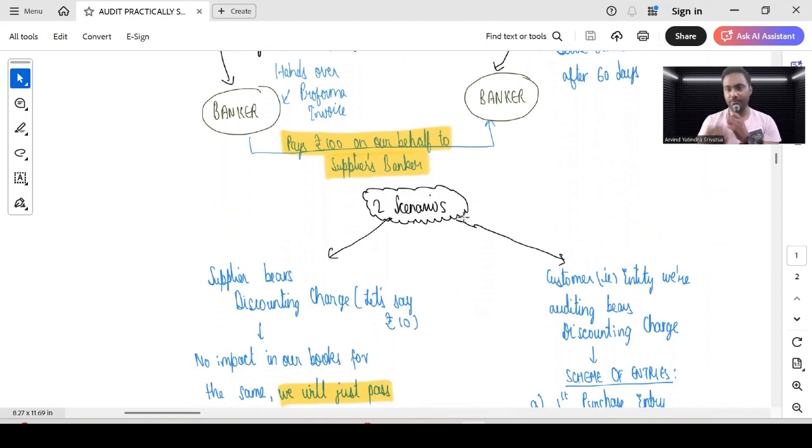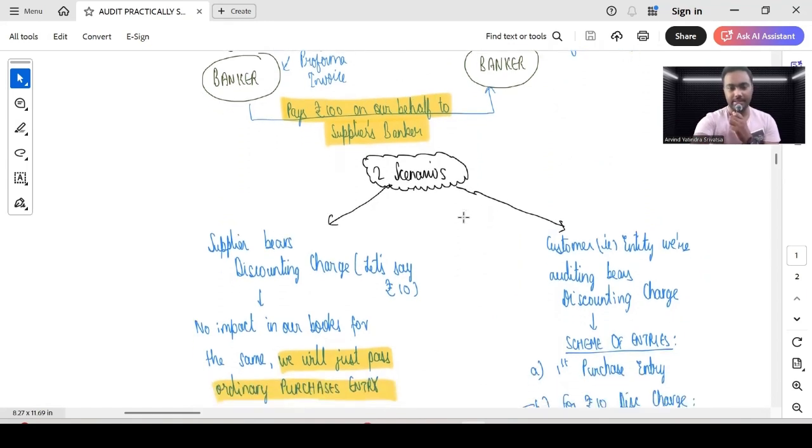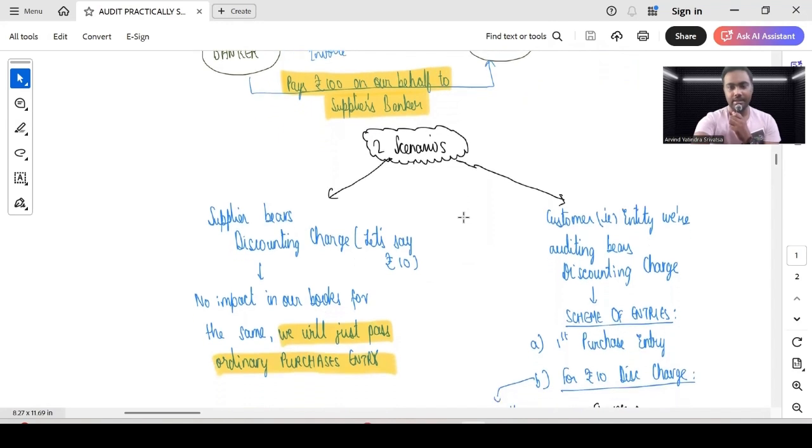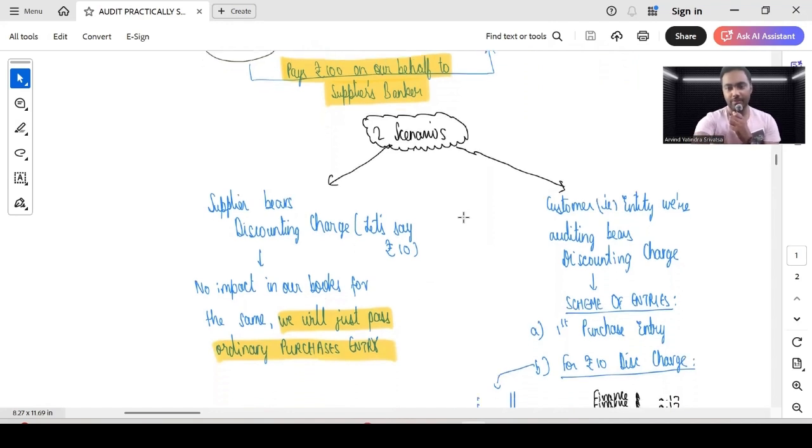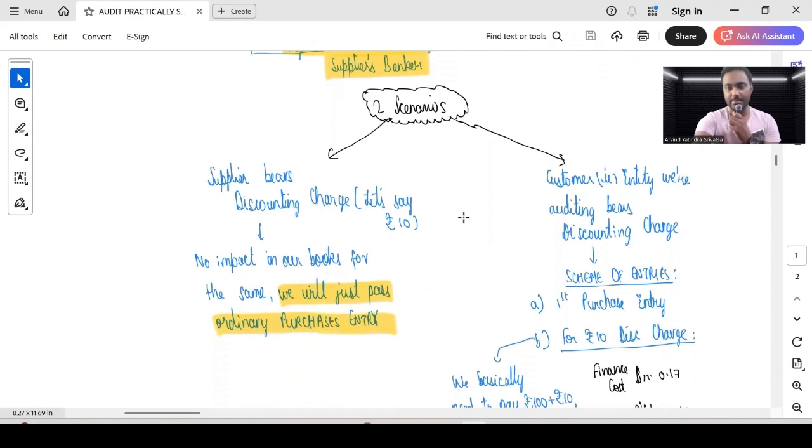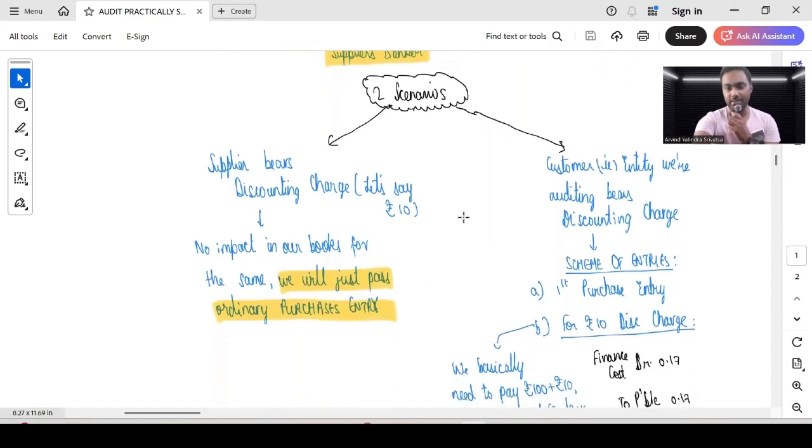So there would be no impact for this discounting charge borne by the supplier in our books of accounts. We will merely pass the purchase entry. Very simple. Let's take the second scenario. Let's say the customer, that is the entity which we are auditing, bears the discounting charge. The scheme of entries: obviously the first entry that would be passed is the entry for purchases amounting to rupees 100. The next would be the entry in relation to the discounting charge.